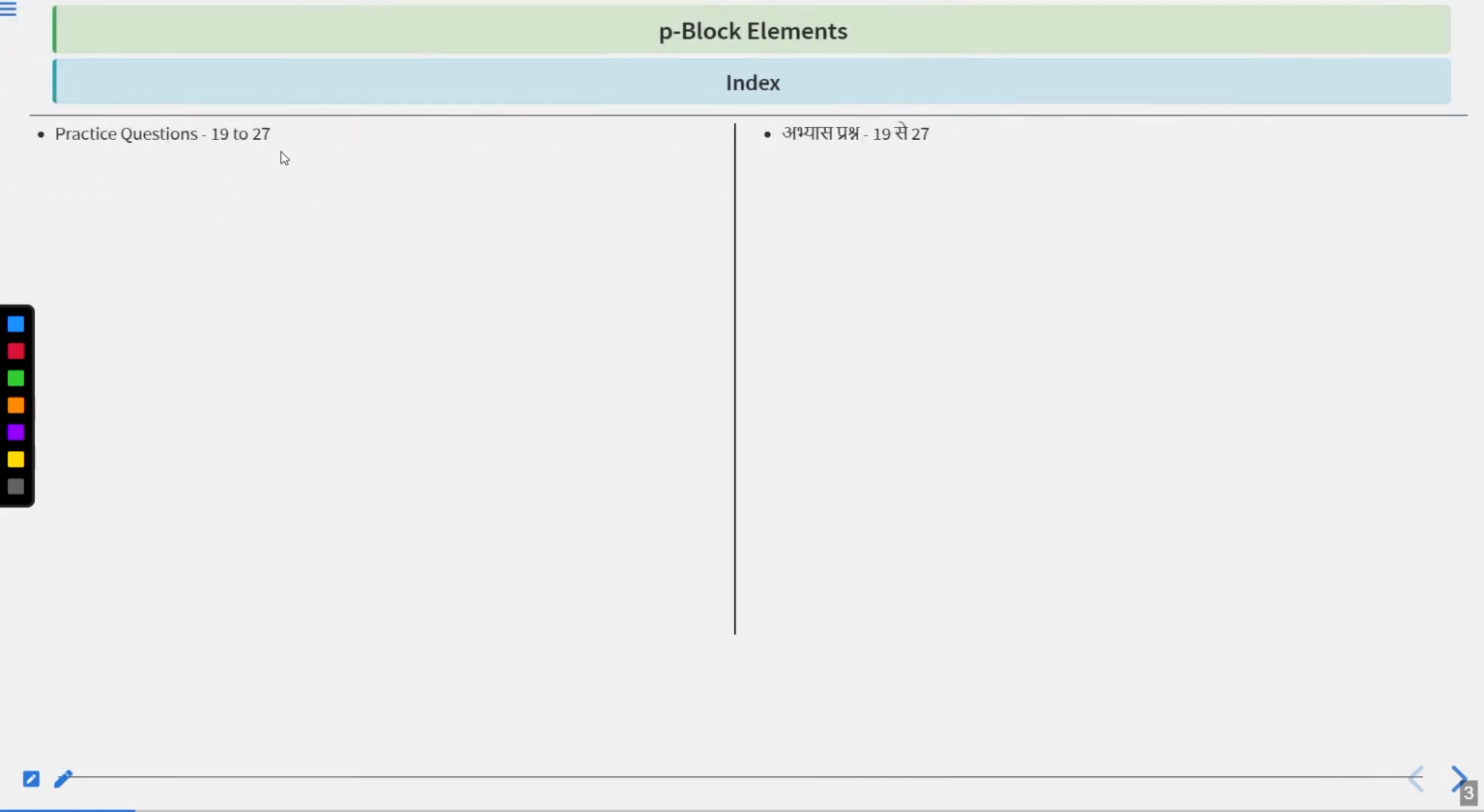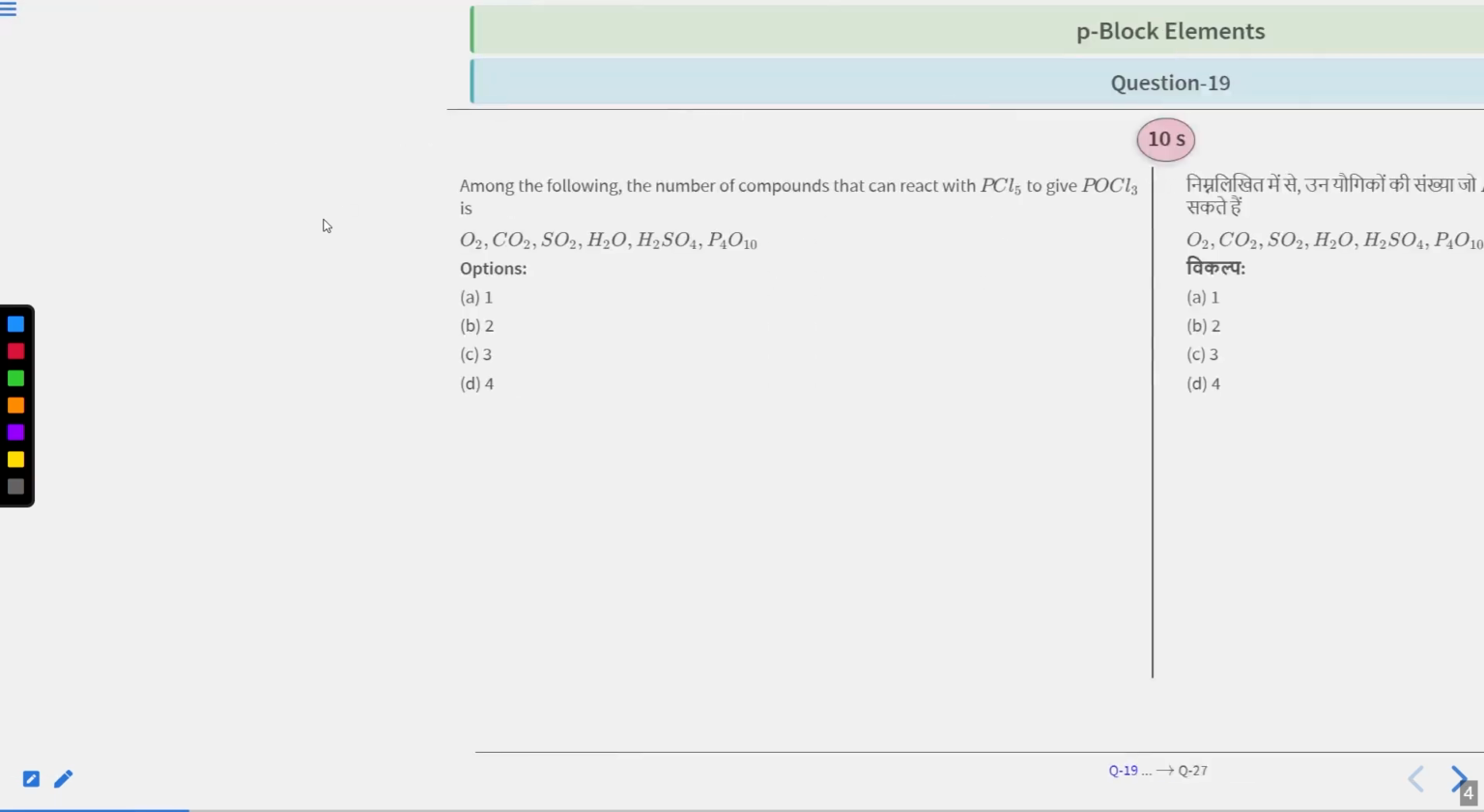So this is our index slide, and we are going to see some practice questions from question number 19 to question number 27 one by one. Let's start with question number 19.